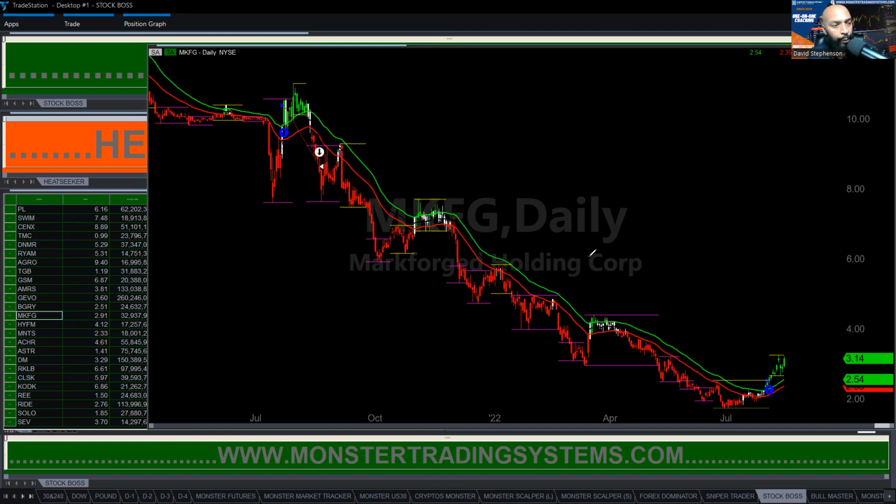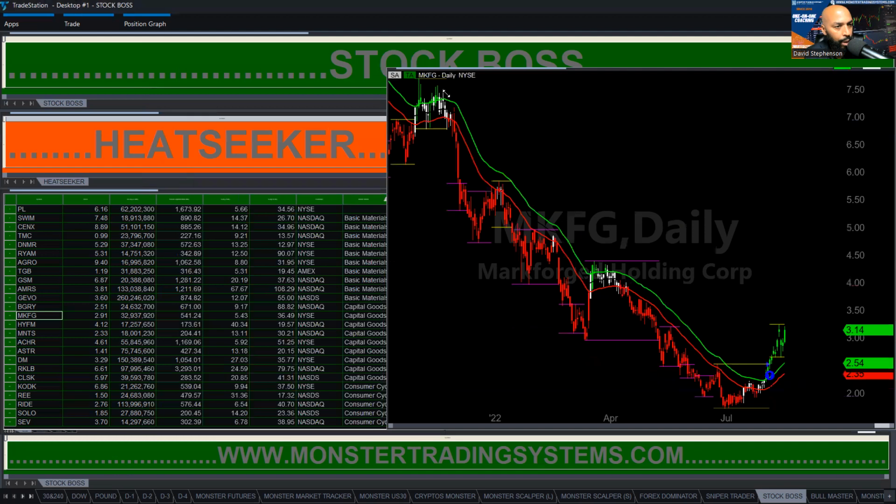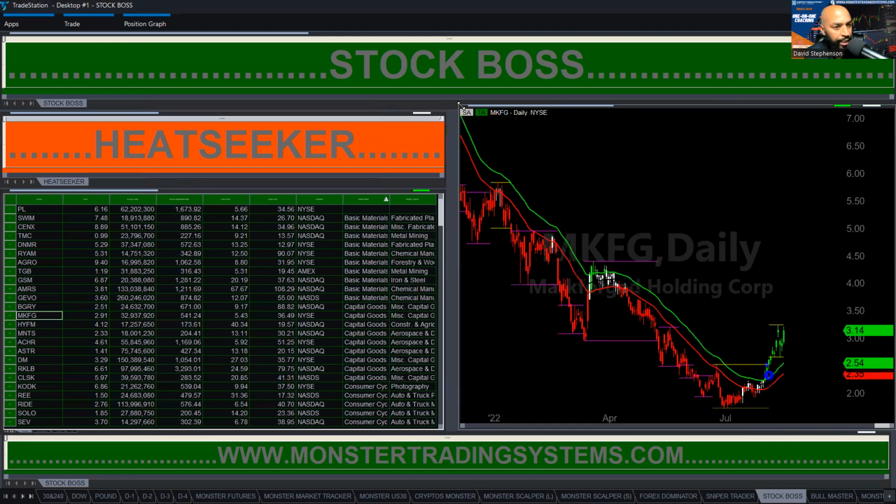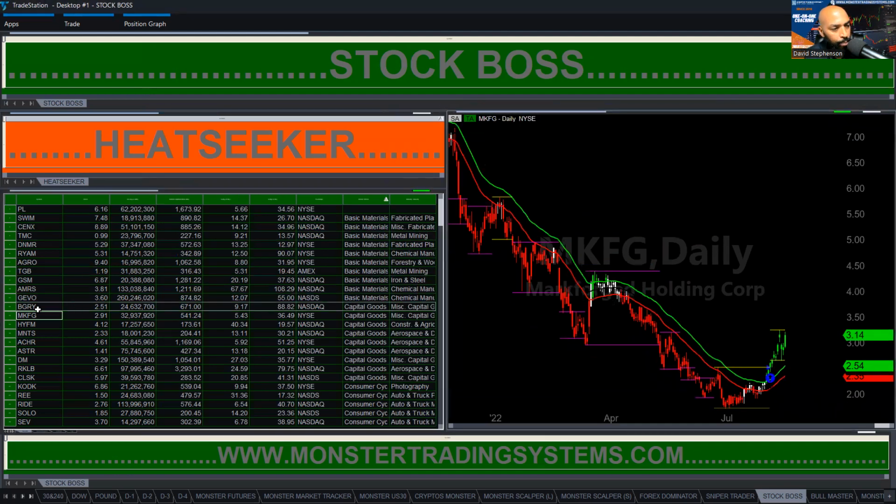So this will allow you to have realistic goals also when you trade, right? You're not just jumping in and assuming that it's going to the moon, right? So you'll have realistic goals and you can manage your positions, manage your trades.